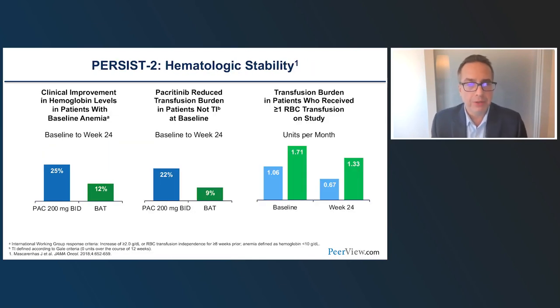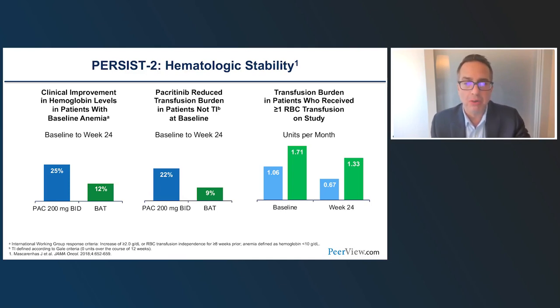Now, importantly, and sort of unexpectedly, or maybe not even initially appreciated, there was an anemia improvement seen with pacritinib, as shown here. With 200 milligrams twice daily, a clinical improvement in anemia, which means a 2 gram per deciliter increase in hemoglobin or conversion from transfusion dependence to independence, was achieved in 25% versus 12%. Even if you look down the line, reduction in transfusion burden in the middle, and units per month, a reduction from baseline from 1.06 units per month in blue with pacritinib to 0.67 at week 24. So there was a definite improvement in the anemia aspect of the disease.